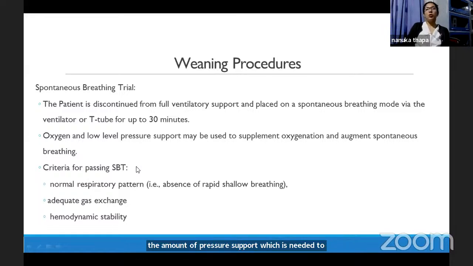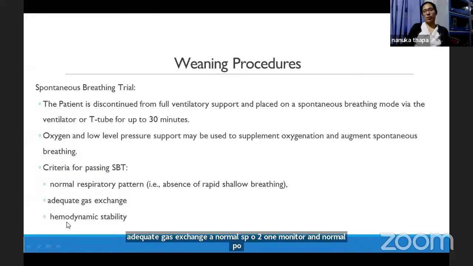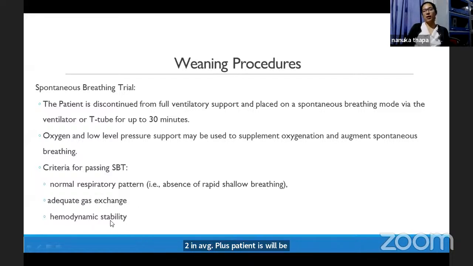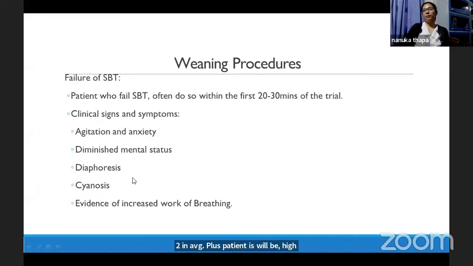Criteria for passing SBT. When do we say that the patient has passed a spontaneous breath trial and we can further proceed to extubation? The patient is having a normal respiratory pattern, so there is no tachypnea. There is no use of accessory muscles, so there is no nasal flaring, supraclavicular retractions, intercostal retractions or subcostal retractions. There is adequate gas exchange, a normal SpO2 on the monitor and a normal PaO2 in ABG. Plus, the patient will be hemodynamically stable while on the spontaneous breath trial.